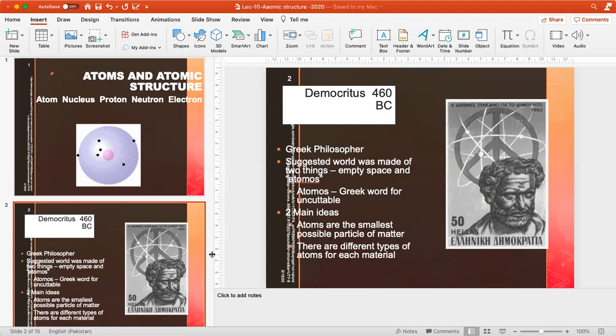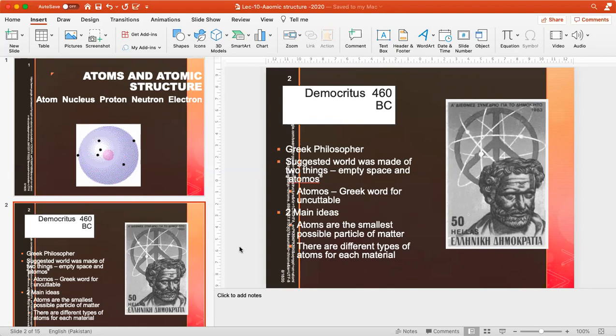So then we need to understand what was the main idea of Democritus. His ideas were that atoms are the smallest possible particle of matter, and there are different types of atoms for each material. Somehow it's the same definition which we use now to explain the elements, right?